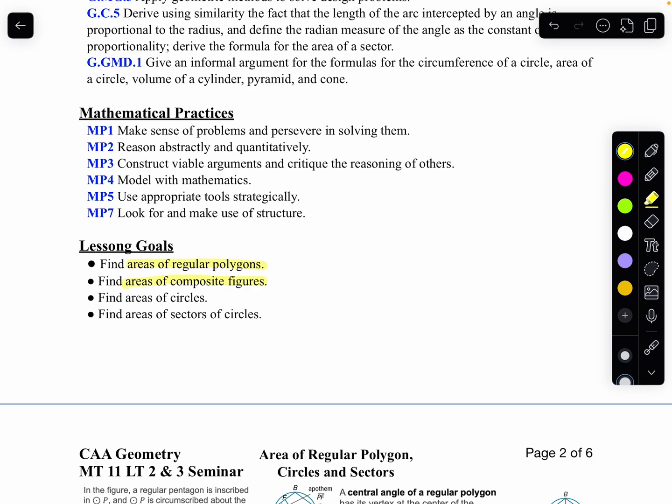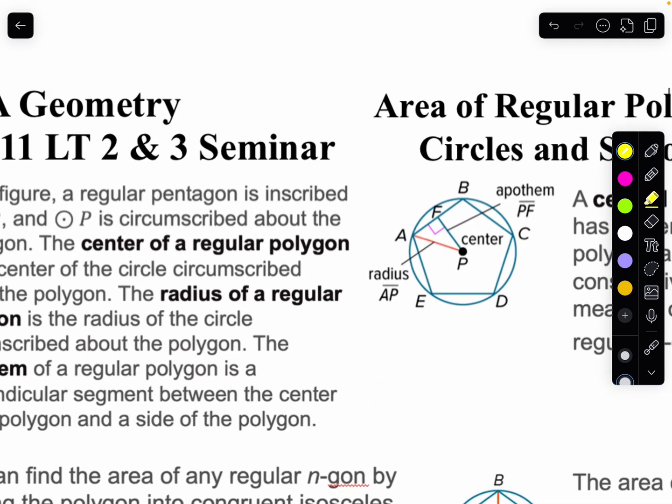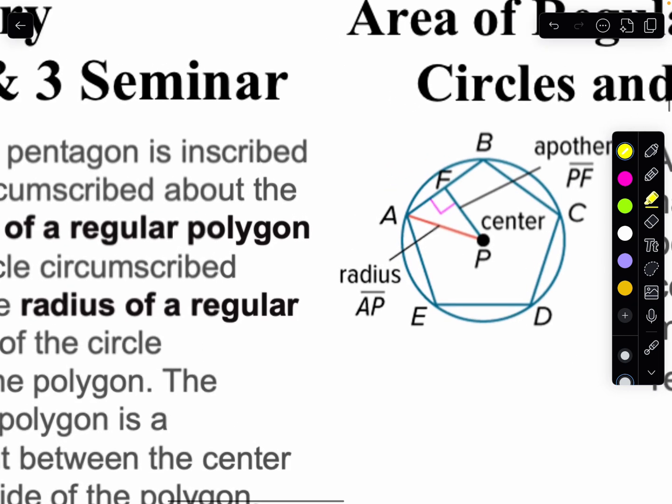And we're going to find the areas of circles, which we've done before, once again, so we won't spend too much time on that. We're going to find the areas of sectors of circles, which are very similar to when we found arc length, but obviously we're going to be doing area. Now, like I said, we're going to spend most of our time on a regular polygon.